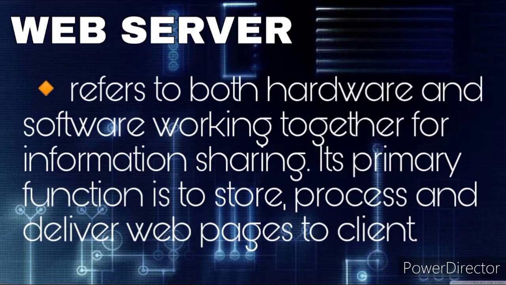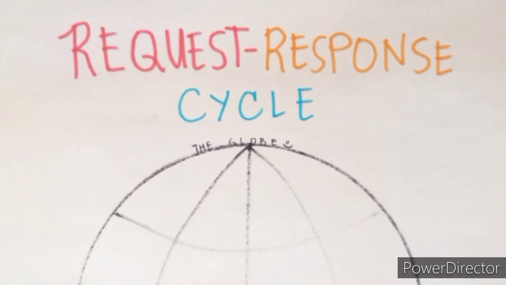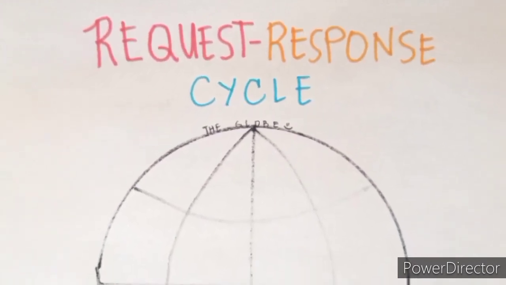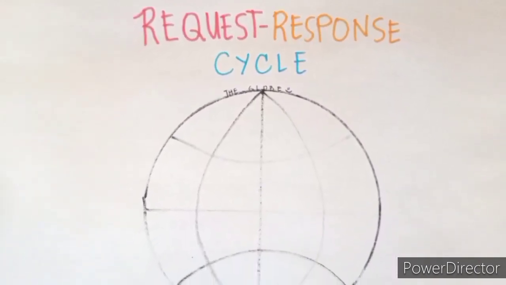Web server refers to both hardware and software working together for information sharing. Its primary function is to store, process, and deliver web pages to clients. In order for us to understand more about how HTTP and web server work, let's proceed to the request-response cycle. It is called the request-response cycle because the web is a cycle of requests and responses that flow between clients and servers. In this cycle, there are 2 computers.